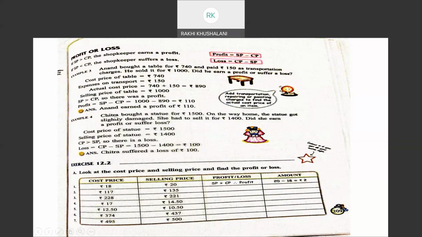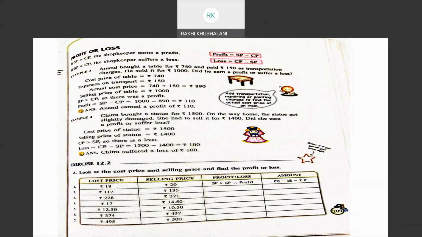Look at the same thing. Chitra bought a statue for rupees 1500. On the way home, the statue got slightly damaged. She had to sell it for rupees 1400. Did she earn a profit or suffer a loss?